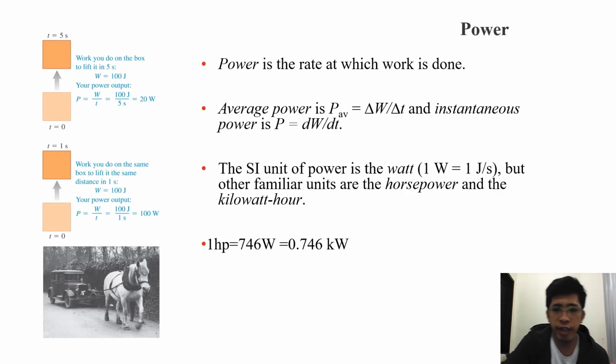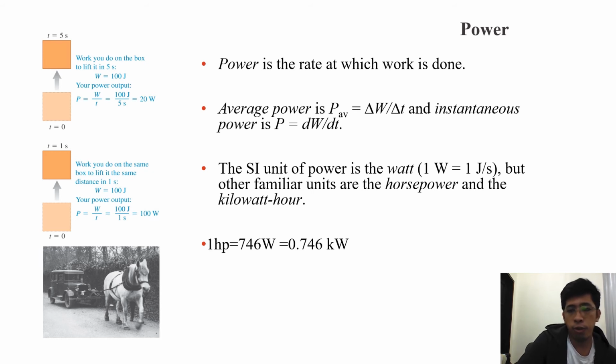And we are finally down to our last topic, and this is about power. Power is the rate at which work is done. The average power P_av is equal to delta W over delta t, and the instantaneous power is equal to dW over dt. The SI unit of power is the watt. Your 1 watt is equal to 1 joule per second. But other familiar units are the horsepower and the kilowatt hour.